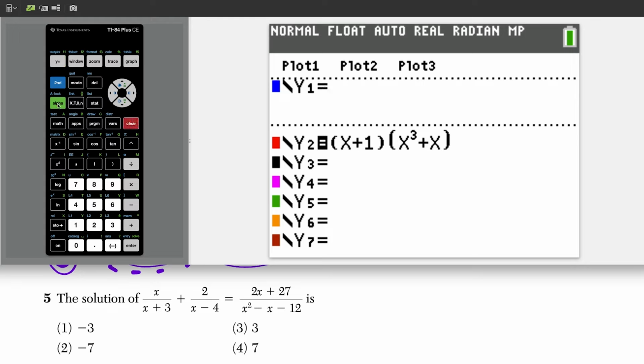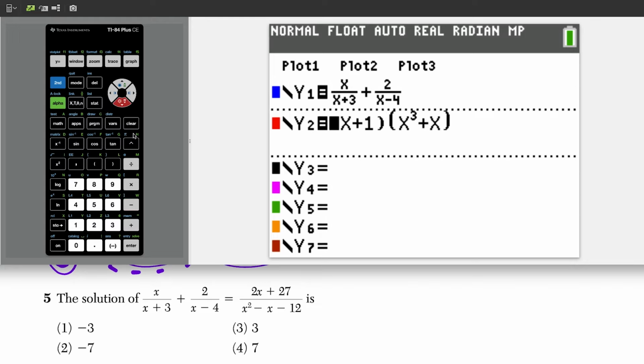For something like this, we could just type right in the calculator. So the left side, I'm going to press alpha y equals enter to pull up a blank fraction, and we have x over x plus 3. Then I hit the right arrow, and we write plus. I'm going to press alpha y equals enter again to pull up another fraction, and we have 2 over x minus 4.